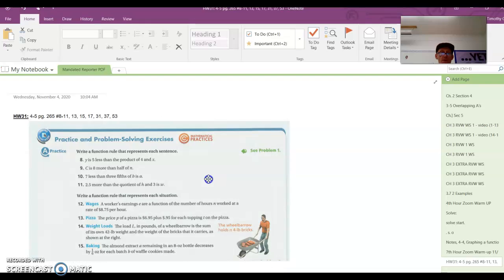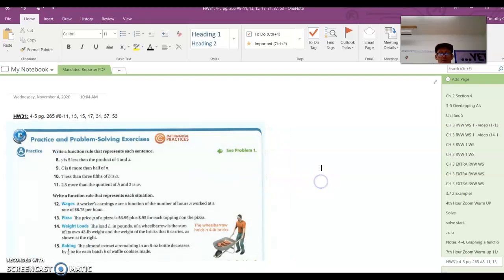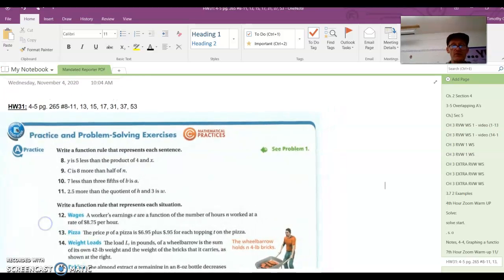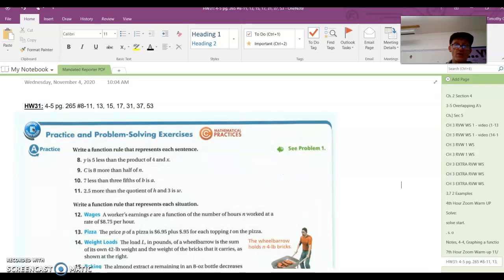And you can kind of zoom ahead. Number 8 says write a function rule that represents the sentence: y is 5 less than the product of 4 and x. So y is means equals. 5 less than, so it's going to be minus 5 here. And the product of 4 and x. So y equals 4x minus 5 is what we get for 8.